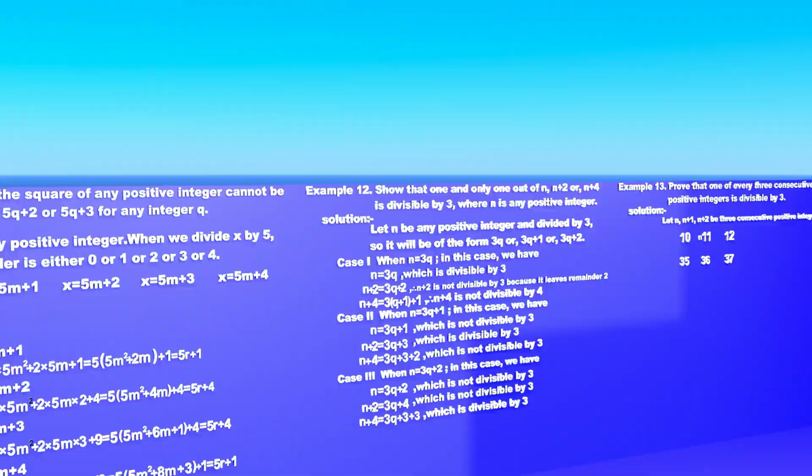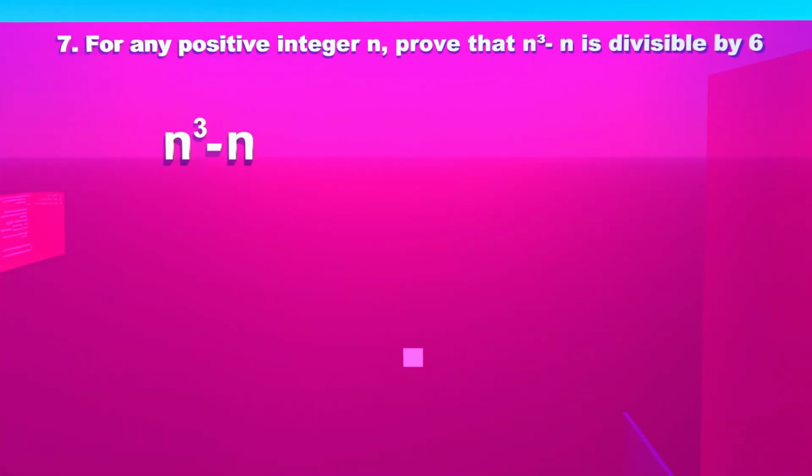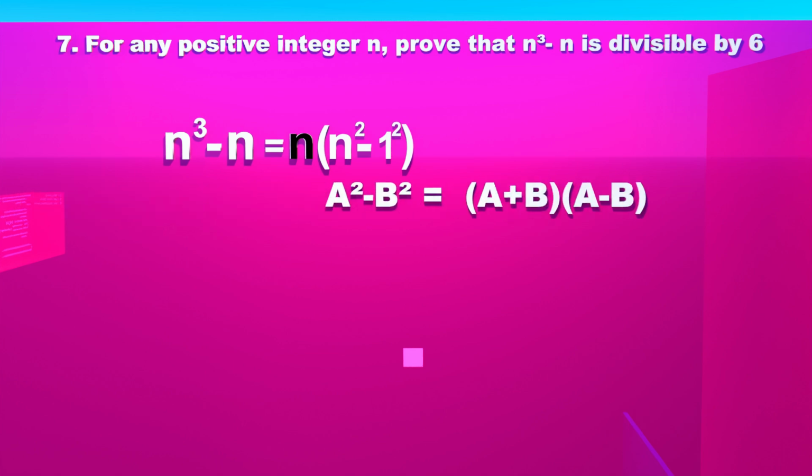Let's see how. We have n cube minus n. We can take n common from these two terms. So we get n into n square minus 1. 1 can be written as 1 square. Now you can see n square minus 1 square is based on the formula of a square minus b square, that is a plus b into a minus b. Now n can be written without any change. And n square minus 1 square is n plus 1 into n minus 1.